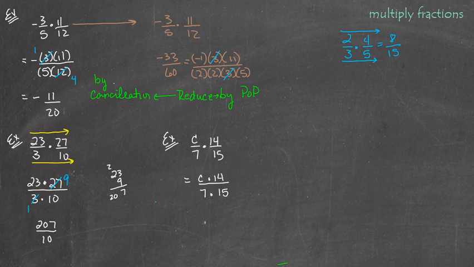Look for common factors. 7 and 14 both divide by 7. So 7 divides by 7, leaving a 1. 14 divides by 7, leaving a 2. And I don't see any more common factors, so I'm going to go ahead and put it together. C times 2 is 2c over 1 times 15 is 15. Let's do another one. These are kind of fun, aren't they?